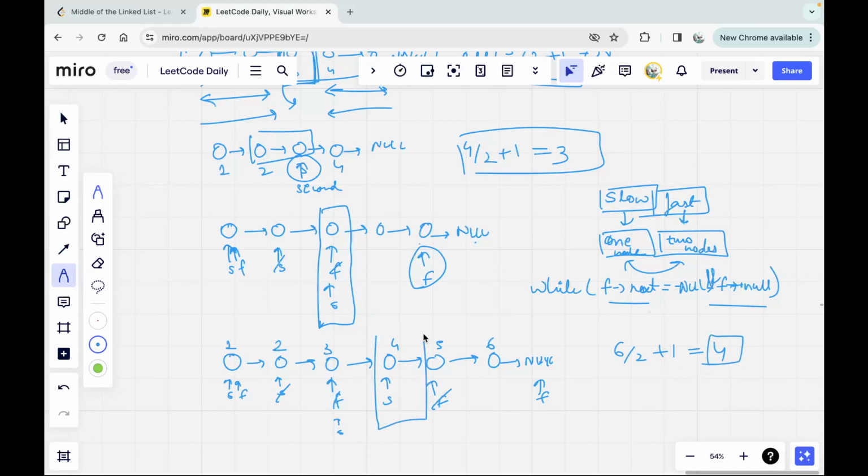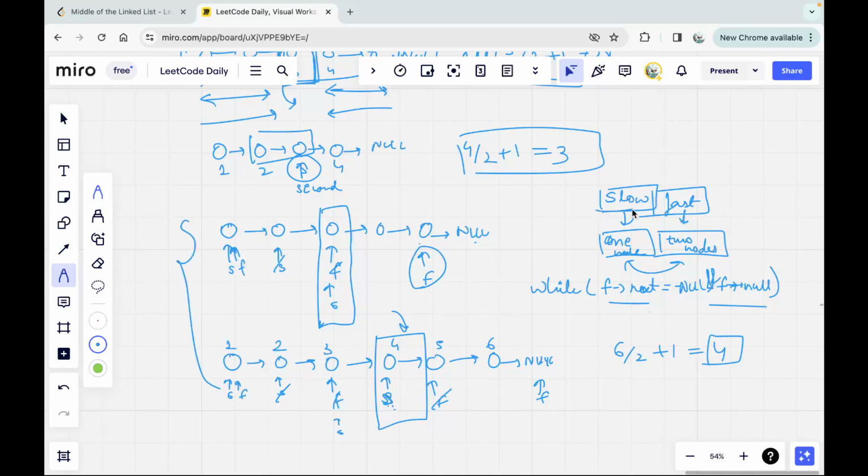Can you see, the slow pointer is standing where? The slow pointer is standing at the middle node that you want to return. Even in the even case, you want to return the second middle node. So you are exactly standing at the second middle node. So this is the whole approach to solve this problem.